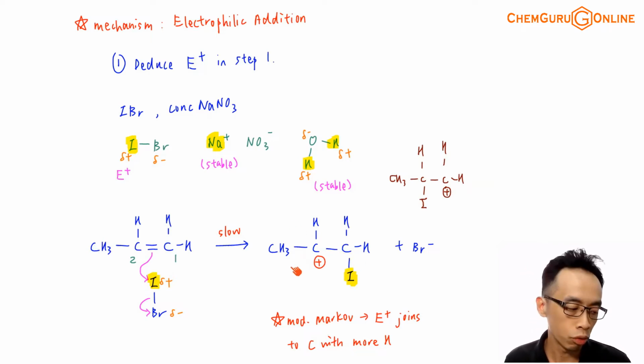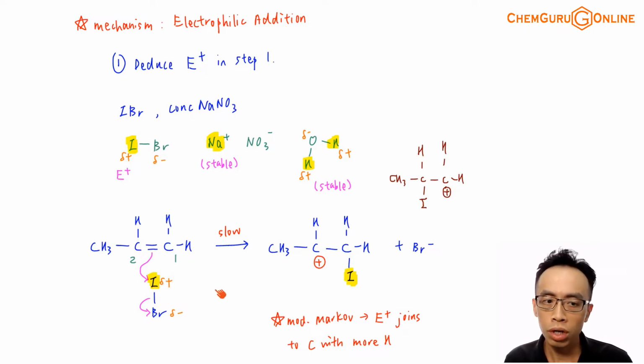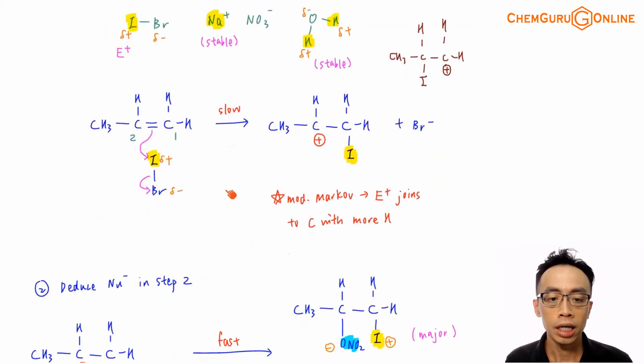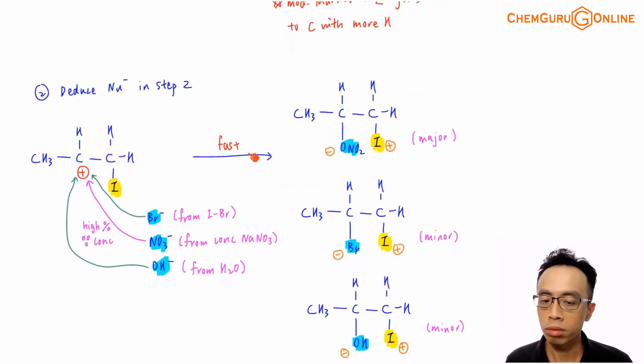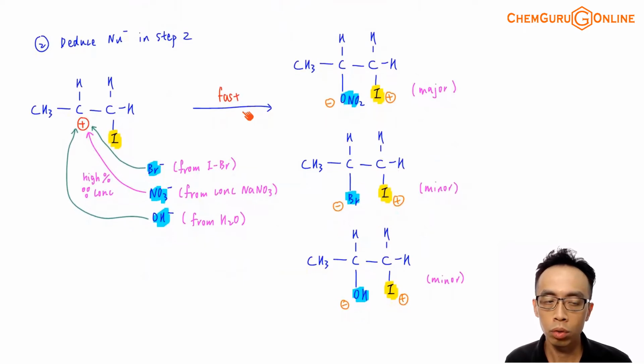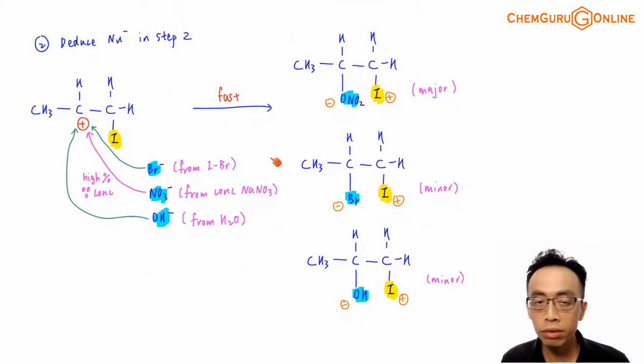Now the next thing we have to do is consider the second step, which is all the nucleophiles that can come in and attack my C+. Because my carbocation is positively charged, in the second step it would attract the negative species, and it will attract all the possible nucleophiles that we have.